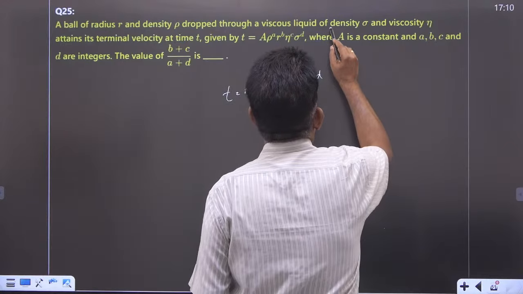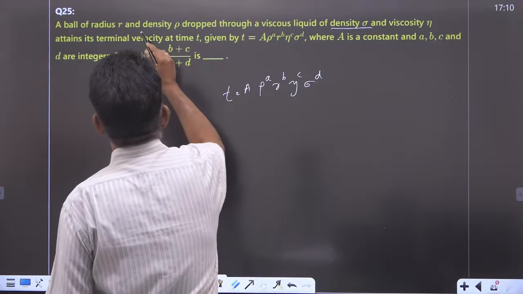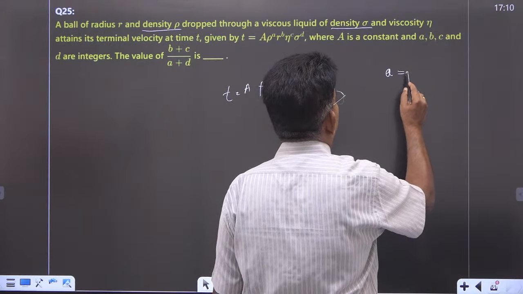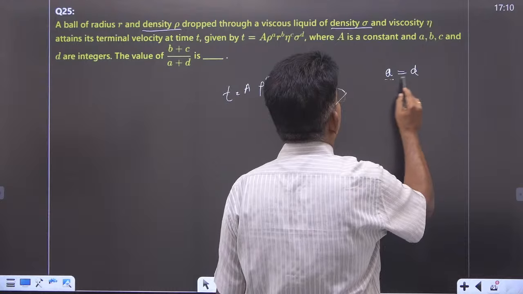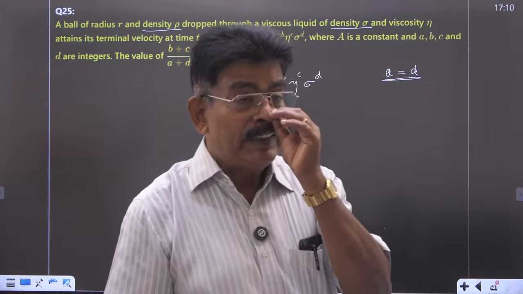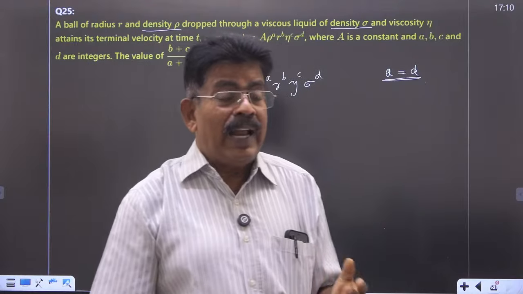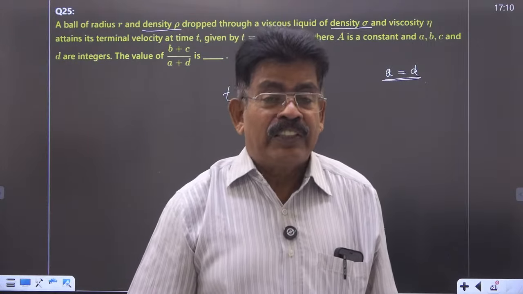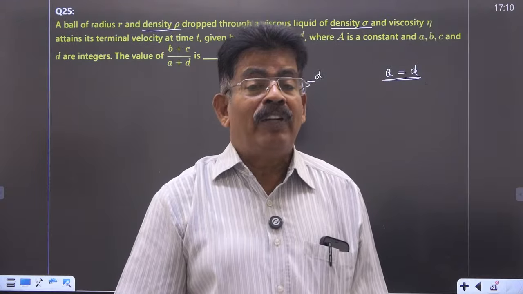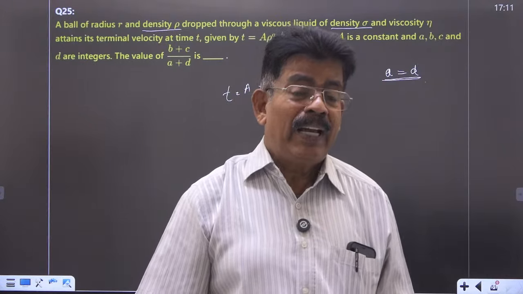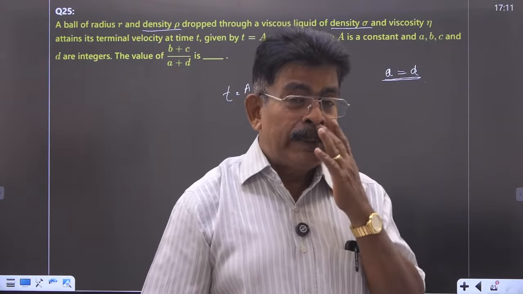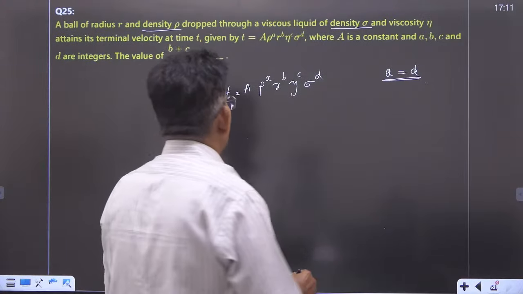Sigma is also density of liquid. Both are densities. Therefore, power of A and power of D are equal. Because both are density. One is solid's density, other is liquid density. In the language of dimension, that doesn't have any difference. So we don't involve 4 variables. We involve only how many variables? 3 variables. D can be replaced by A, because A is a power of density, D is a power of density. So instead of D, what I can write? A.